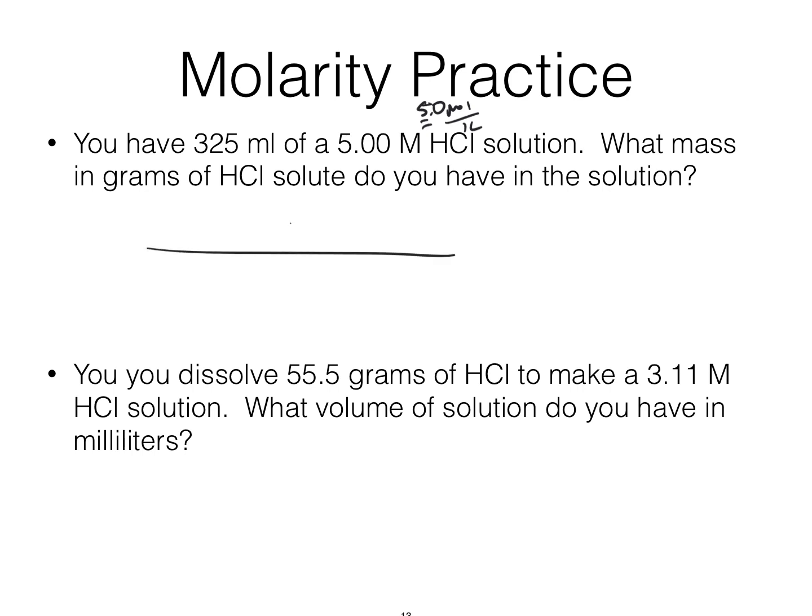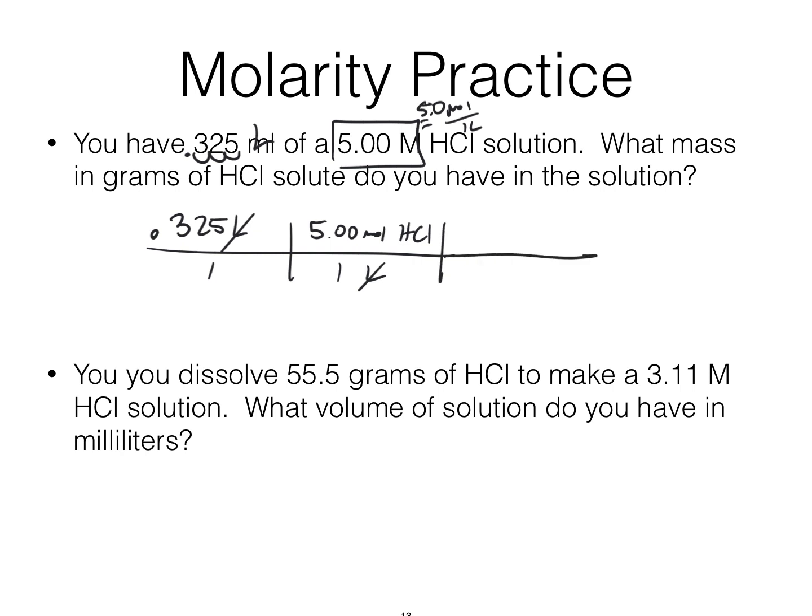So this is just simply taking the volume, but we move the decimal 3 to the left to convert it to liters. It's 0.325 liters over 1. And now we're going to take that molarity, which is 5.00 moles of HCl in 1 liter. Now that's going to cancel my liters. Now if I stop right here, I'd have moles of HCl. But I don't want to stop at moles of HCl because I want grams of HCl. So anytime you need to go from moles to grams, you use the molar mass.